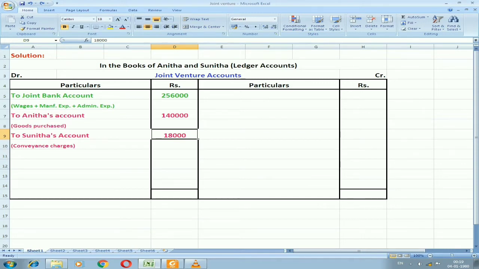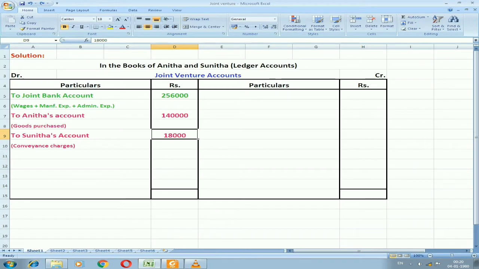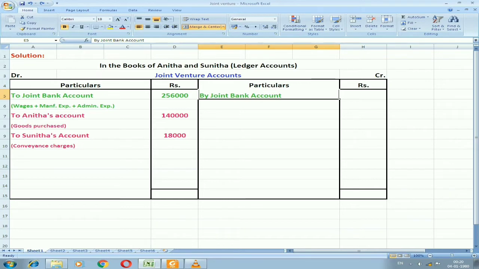Apart from that, let us check, do we have any more entries? Then we have goods were sold at rupees 6 lakh. So now we got an income. They have sold the goods and they are getting the amount of 6 lakh. As sales represents income, we are supposed to record the income on the credit side. This is the income which is not received by an individual co-venturer, that is the reason I'm recording in the joint bank account. It will be received directly through the bank. So amount of 6 lakh, the reason is sales.